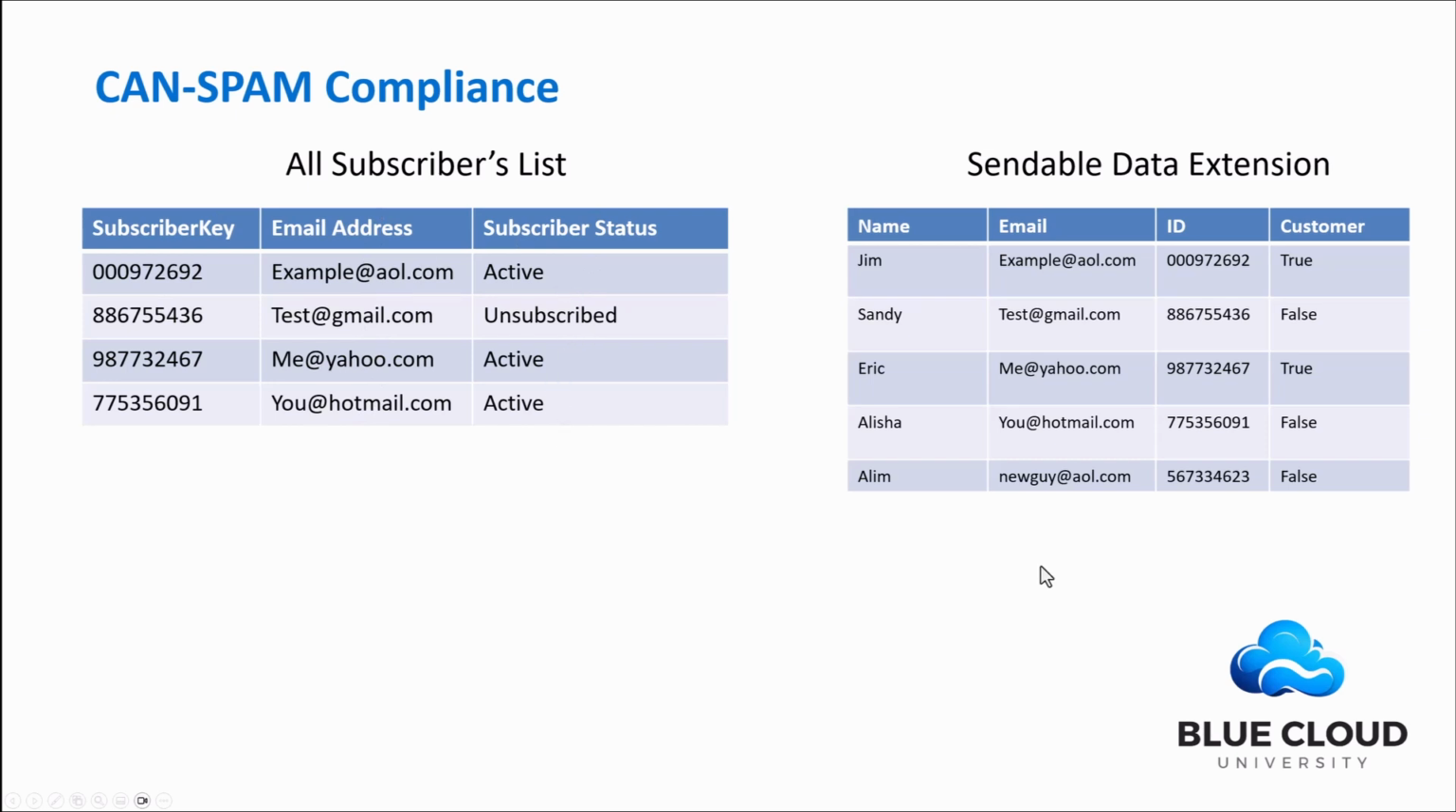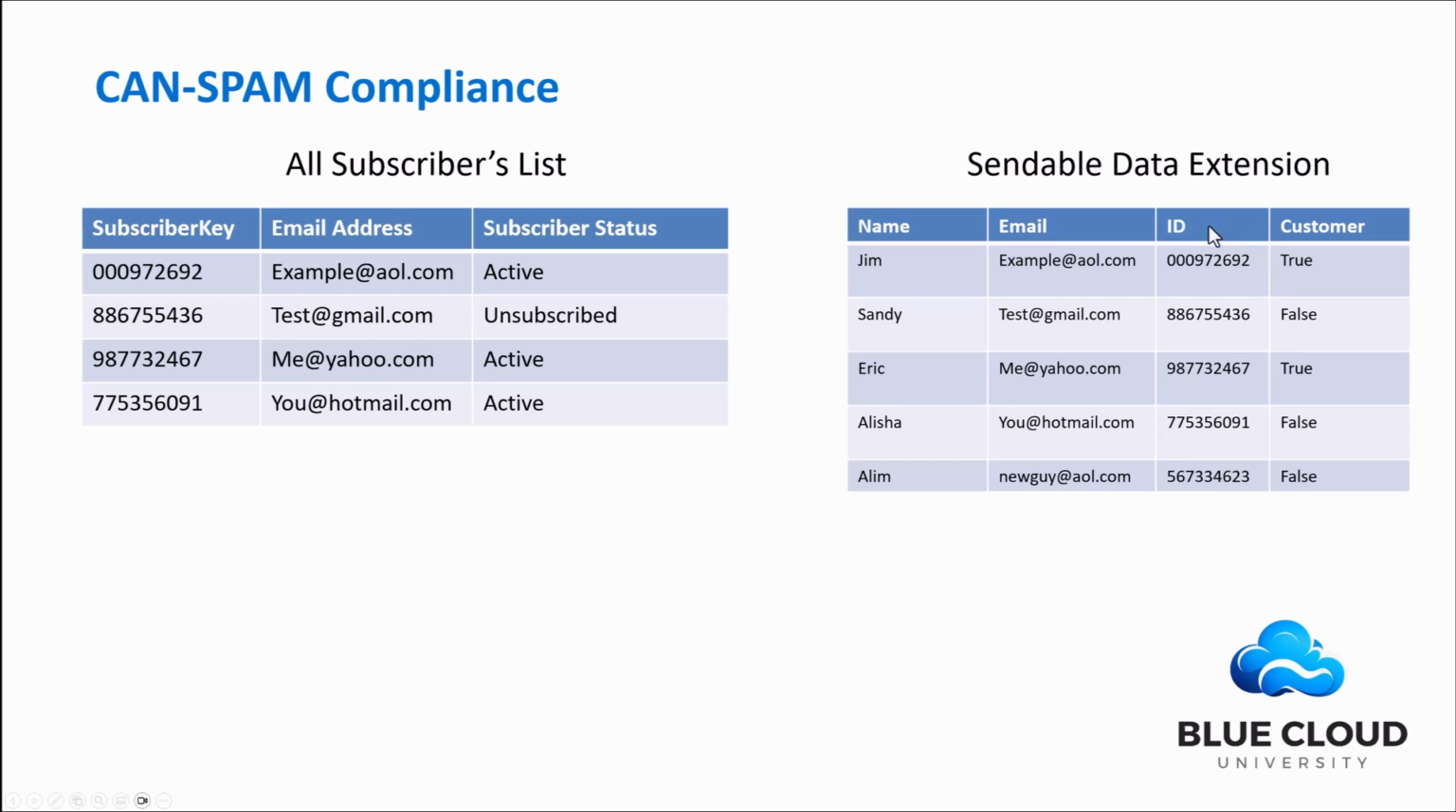Now, a sendable data extension is simply a table of data, and we might have information like the recipient's name, their email address, their unique identifier, and some other data we may have on them. What this means for us is that if we want to be able to use this for the purposes of sending email, we have to have a way of looking that person up in the All Subscribers list.